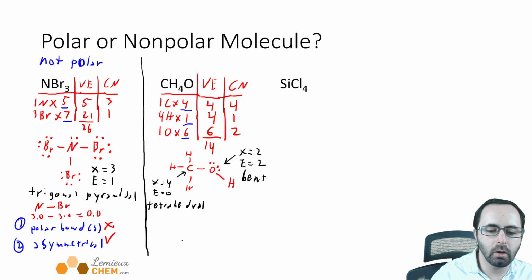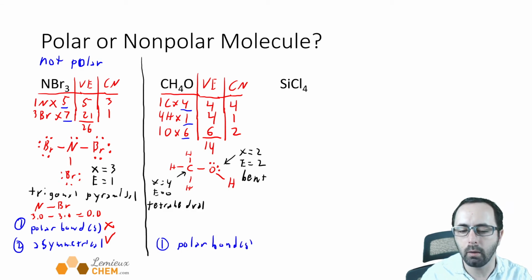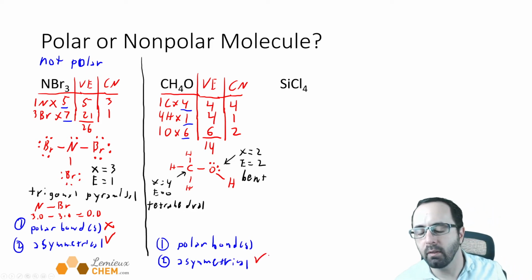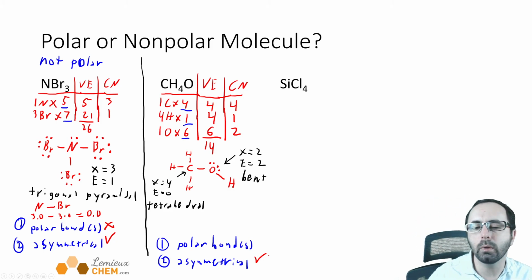So in terms of our conditions for polarity here, again, we need to know, does it have polar bonds? At least one polar bond. And number two, is it asymmetrical? So we've already figured out this molecule is asymmetrical. Nice. So now we just have to decide, are there any polar bonds? You only really need one polar bond.